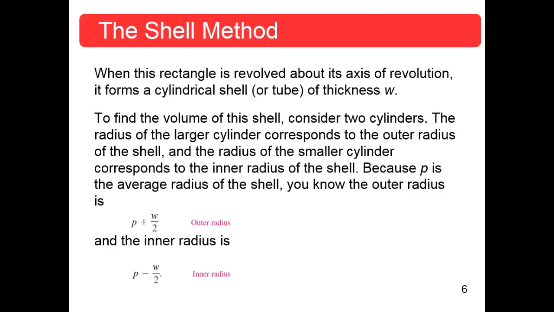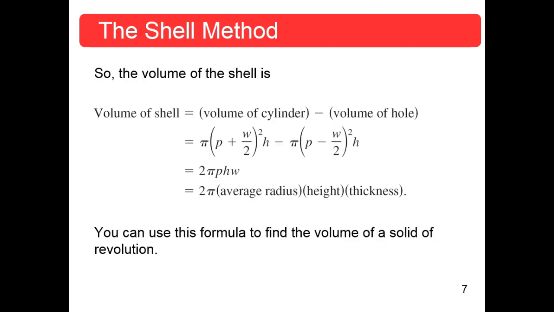Boy, this looks like it's going to be fun. Okay, the volume of the shell is then the volume of the outer cylinder minus the volume of the hole, or the inner cylinder. So that would be pi times P plus W over 2 squared. That's the radius of the outer one, times H. H is the same. Minus pi times P minus W over 2 squared times H.